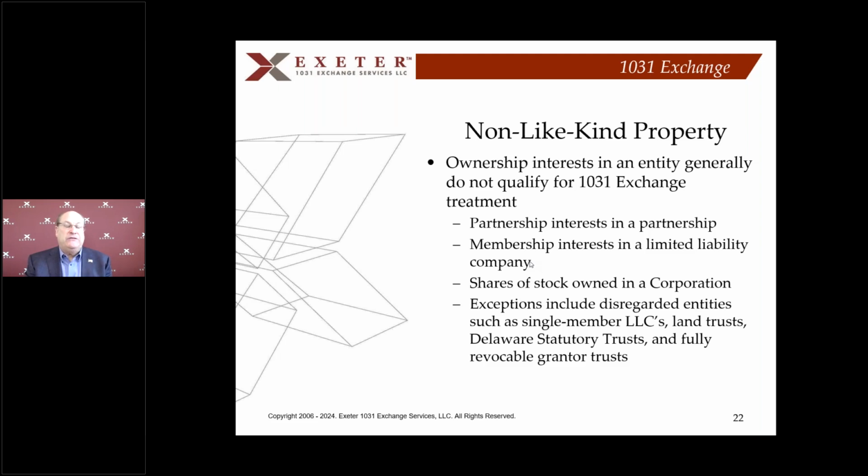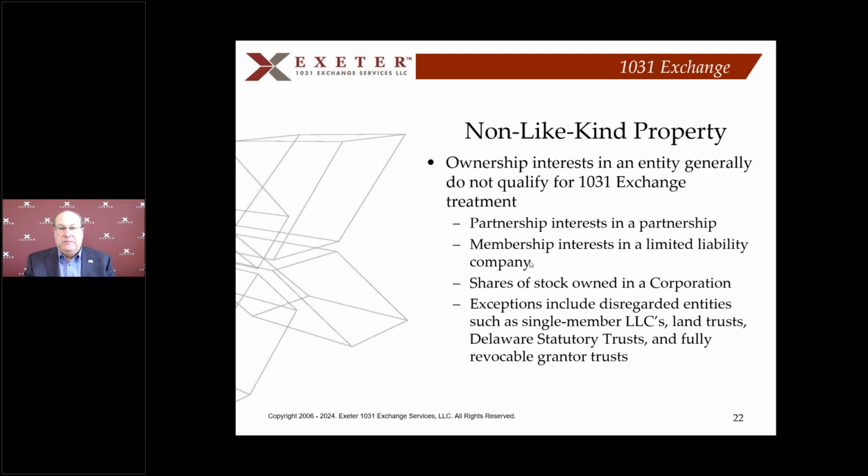Now's the time to ask the question, what is your exit strategy? What do you think you're going to do to get out of this real estate down the road? If you think the partnership will sell, you may want to change the structure today so that you can qualify for a 1031 exchange in the future.